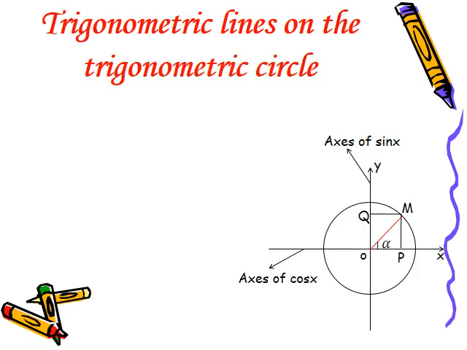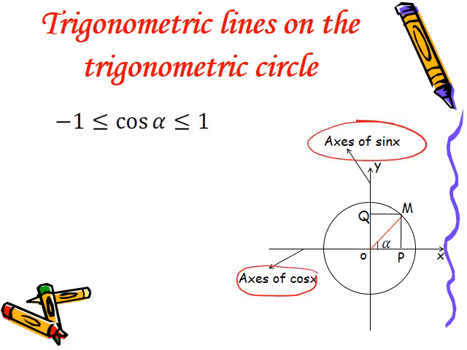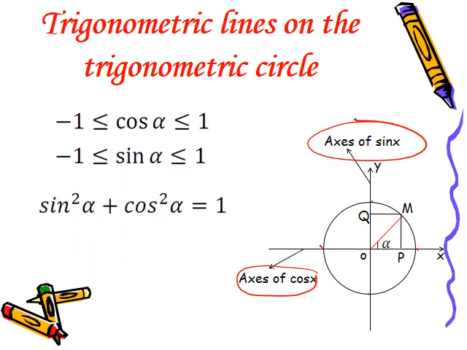Trigonometric lines on the trigonometric circle. As we know, the x-axis is the axis of cosine and the y-axis is the axis of sine. Cosine alpha is between minus 1 and 1, and sine alpha is between minus 1 and 1. Sine squared alpha plus cosine squared alpha is equal to 1.